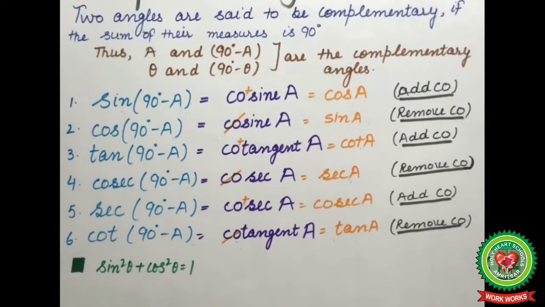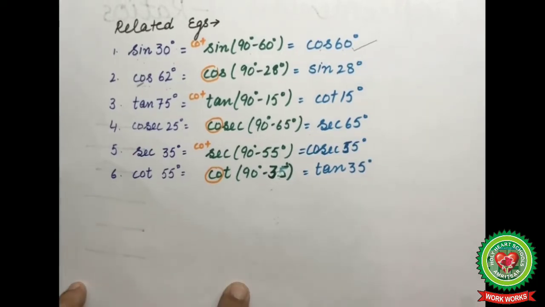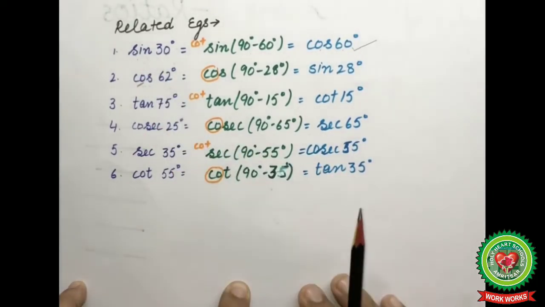This is what you need to remember always, that sin²θ plus cos²θ is equal to 1. Now students, let us discuss some examples related to the topic complementary T ratios. That is how we are going to write the complements of the given T ratio. The first example that we are going to discuss is of sine 30 degree.